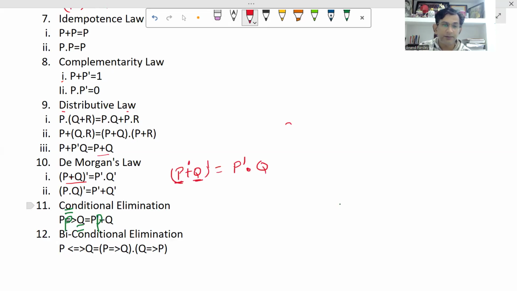In the same manner, for the complement of P dot Q, it will be the complement of the first term, meaning P dash, and this dot will be plus, the complement of the second term. Okay. So this is De Morgan's law. It's also very important, it will be used. You will have the question: find the complement of the following Boolean expression. There, this law will be used.